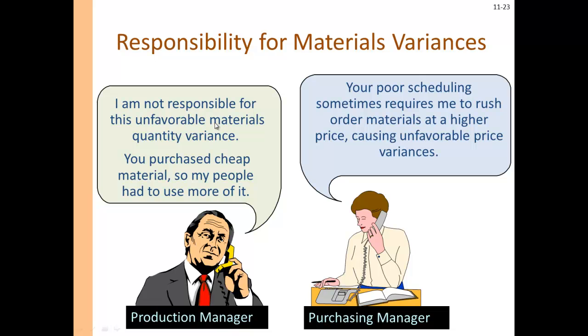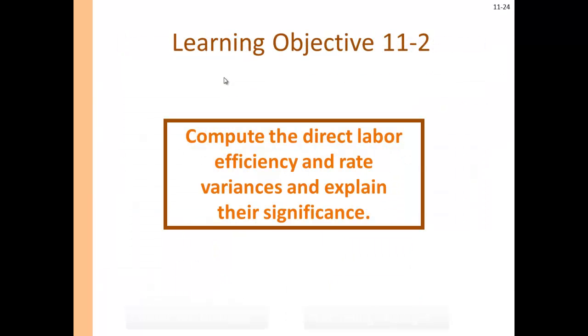Here's what they're saying when they call each other. I am not responsible for this unfavorable material quantities variance. You purchased cheap materials, so my people had to use more of it. And the purchasing manager says, well, your poor scheduling sometimes requires me to rush materials at a higher price, causing an unfavorable price variance. You can see how this could get ugly quickly.